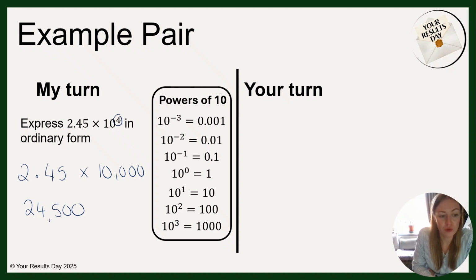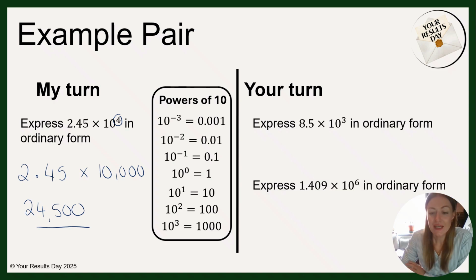And once again, you can do that check. This power of 4 tells me there should be 4 digits after the first. The 4 and the 5 count as 2 of those digits, so I need 2 zeros to fill the space to get 4 digits after the first. So just a reminder, that's digits after the first, not zeros. Some people would make the mistake of just putting 4 zeros. That would be wrong. Here are 2 questions for you to have a go at. Pause the video and hit play when you're ready to see the solutions.